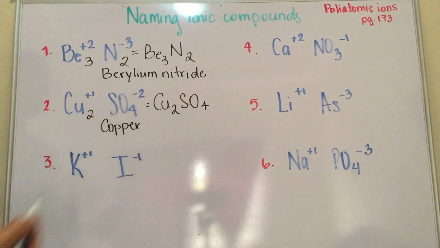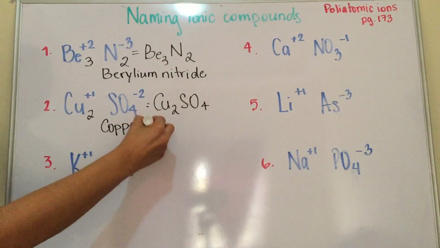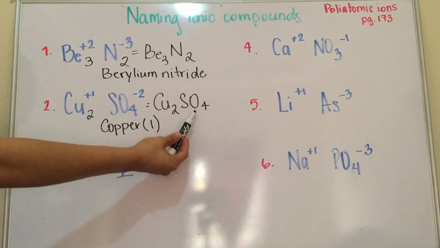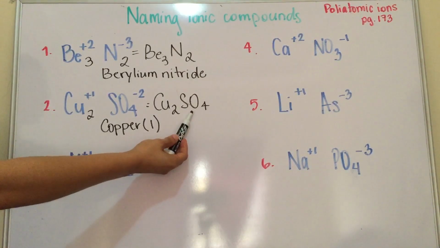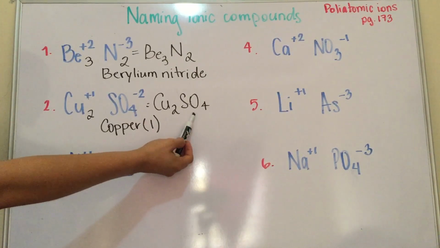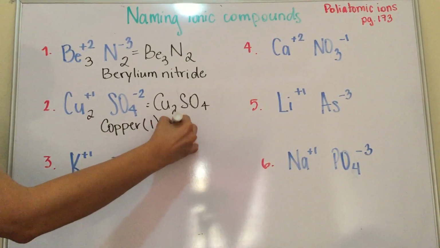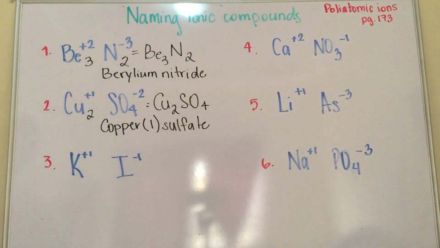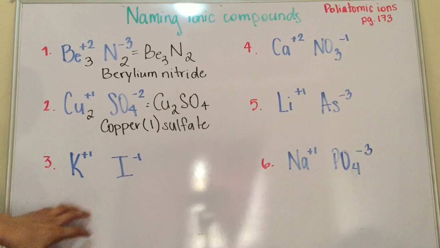So for the name, first I name my metal, copper. Is copper a regular metal or is it a transition metal? Copper is a transition metal. So my rule says that if I have a transition metal, I open parenthesis, I put a 1 because I'm using the charge of 1, I close parenthesis. Now I name my polyatomic ion. On page 173, you have the name of this one, which is sulfate. If you check your rules, I told you that if it is a polyatomic ion, you don't change the name, so it's sulfate.